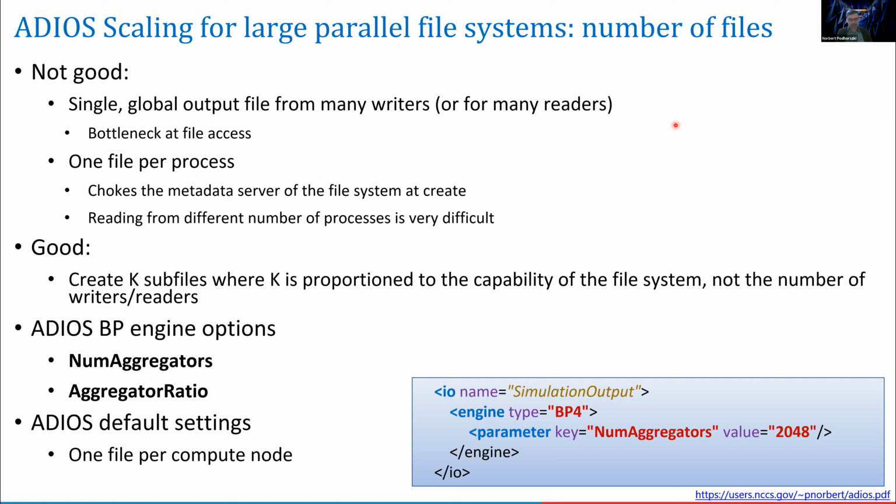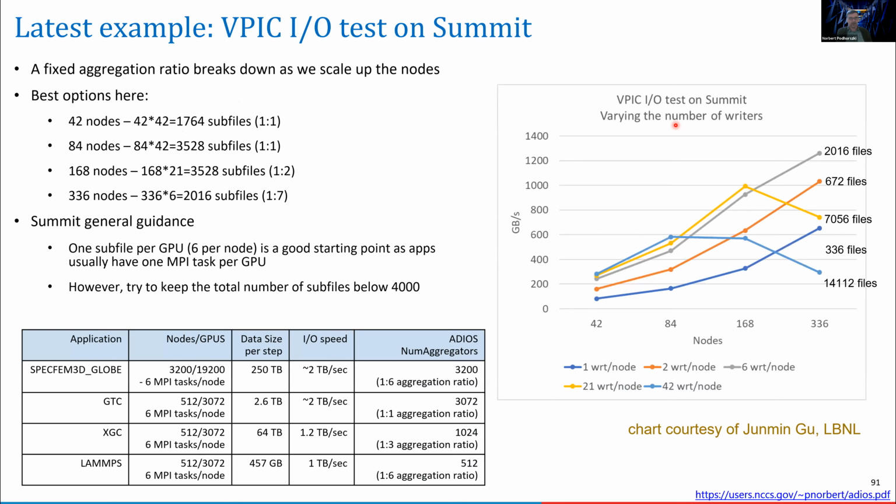Aggregation ratio is basically the same. It's a divisor to how many processes should aggregate into a single file. So it's just two different ways of picking your number of subfiles. The ADIOS default settings, if you don't say anything, since 2.6 is one file per compute node. Basically one file per shared memory, all the processes who share a memory. And that's a good number for scaling up. It's not the best at medium scale, but it's very good for large scale runs.